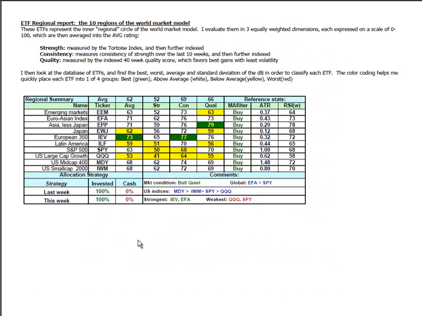The ETF2 regional report. All the indexes are on a green. Globals are still stronger than the S&P, but it's closing the gap. It's 50 in the S&P and 62 in the globals. Still bull quiet. Inside the U.S., it's the mid caps and small caps, then large caps, then tech. Two strongest sectors: European 350, and then the Euro Asia mix. Two weakest are the Nasdaq and U.S. large caps.